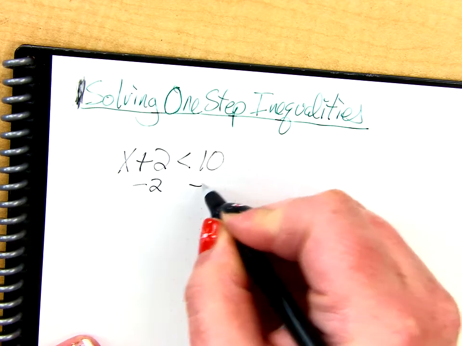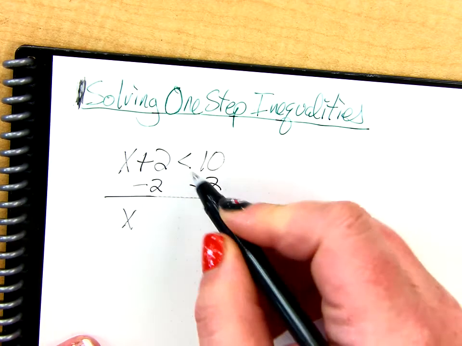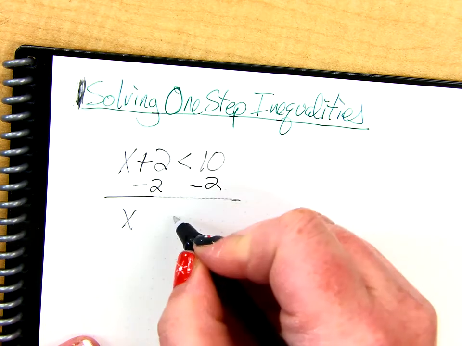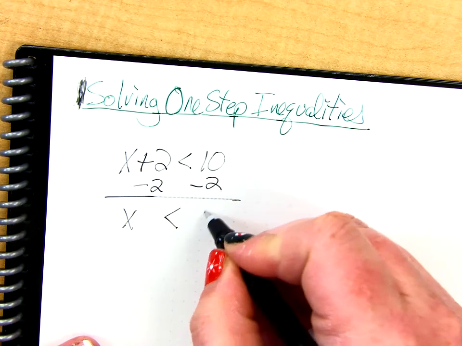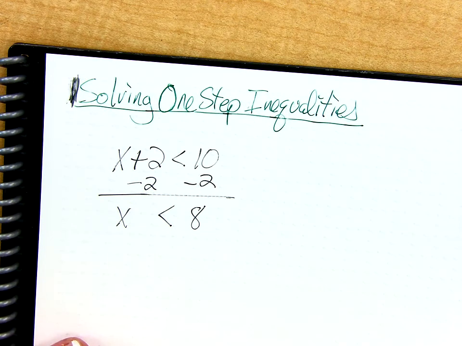So I'm going to minus 2, just like I always do. But instead of bringing down an equal sign, I just bring down the same inequality symbol. 10 minus 2 gets me an 8. Okay?